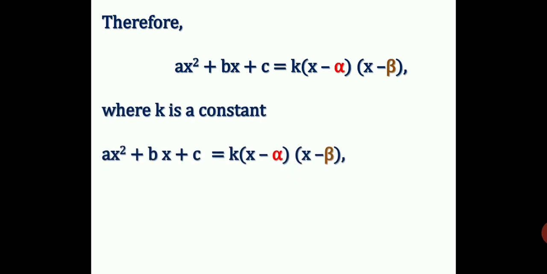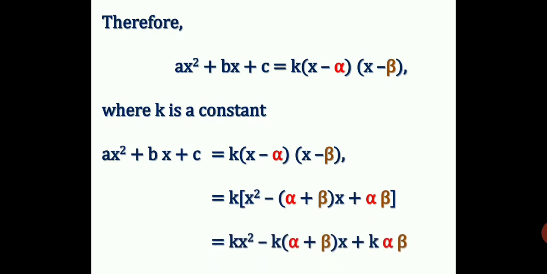Now k in brackets (x minus alpha)(x minus beta), we just expand that bracket. x into x is x square, then minus alpha x, minus beta x, and now alpha into beta. So you get k in brackets, x square minus (alpha plus beta) into x plus alpha into beta, multiplied by k. So what happens? kx square minus k times (alpha plus beta) of x plus k alpha beta.